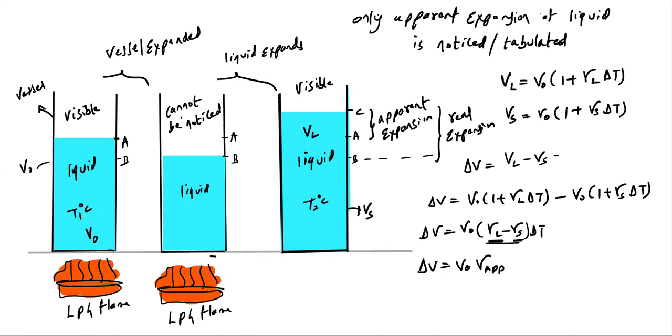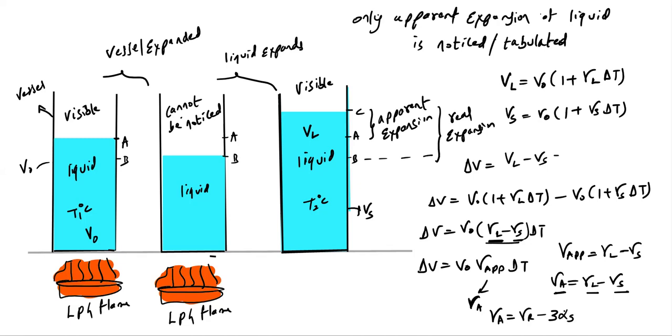Gamma apparent, we will write it into delta T. So what is the gamma apparent? Gamma apparent, gamma L minus gamma S, or in short, gamma A equal to gamma L minus gamma S. So apparent expansion of liquid equal to real expansion of liquid minus real expansion of solid. Or we can also write it as apparent expansion equal to real expansion minus 3 times of real expansion of solid.